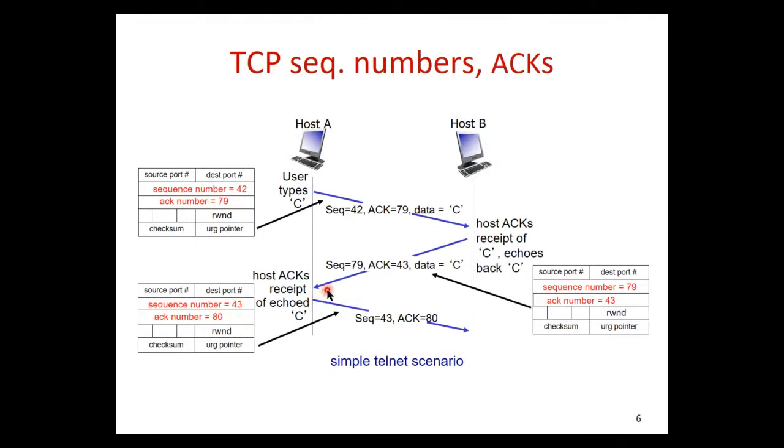acknowledge receipt of this packet. So it will send ACK 80, right? It has received up to 79, so it's an ACK of 80. And the next sequence number: it has sent byte 42, so now the next byte is byte 43. So sequence number 43, ACK 80. Okay, any question on this one?